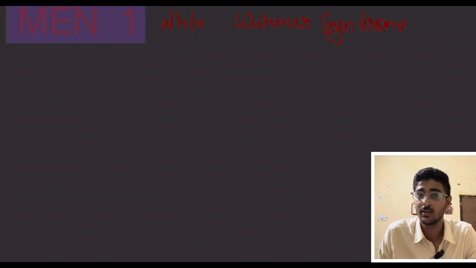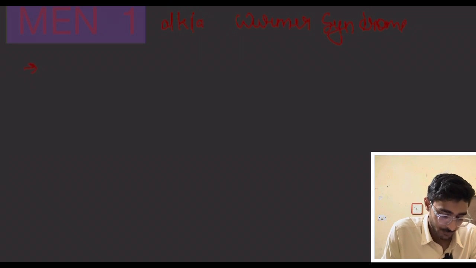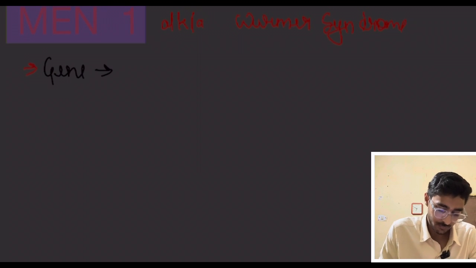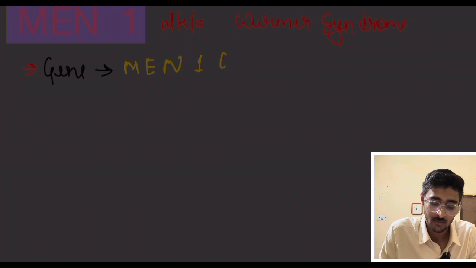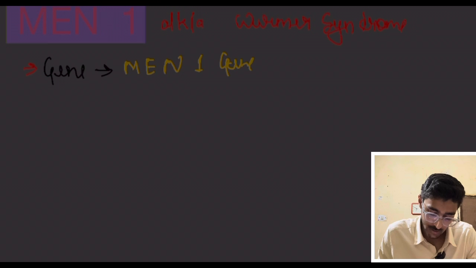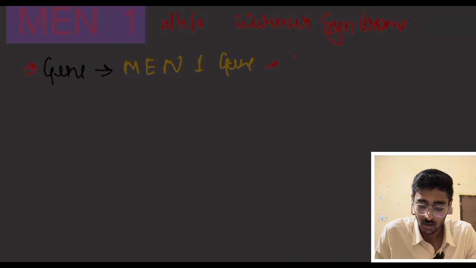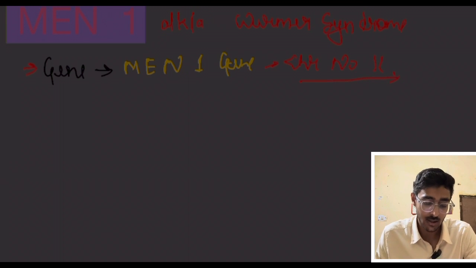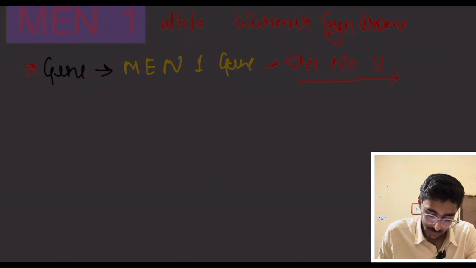And the genes which are related to the pathology of MEN 1 syndrome, the gene is the MEN 1 gene, and it is located on chromosome number 11. Now let's see which are the endocrine glands which are involved in MEN 1 syndrome.